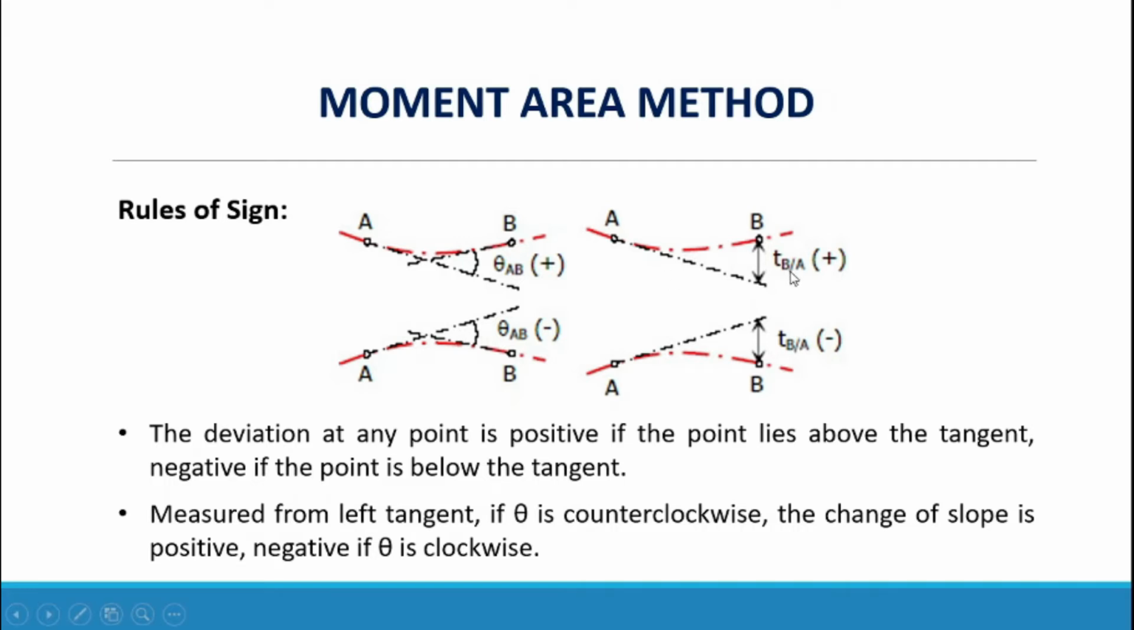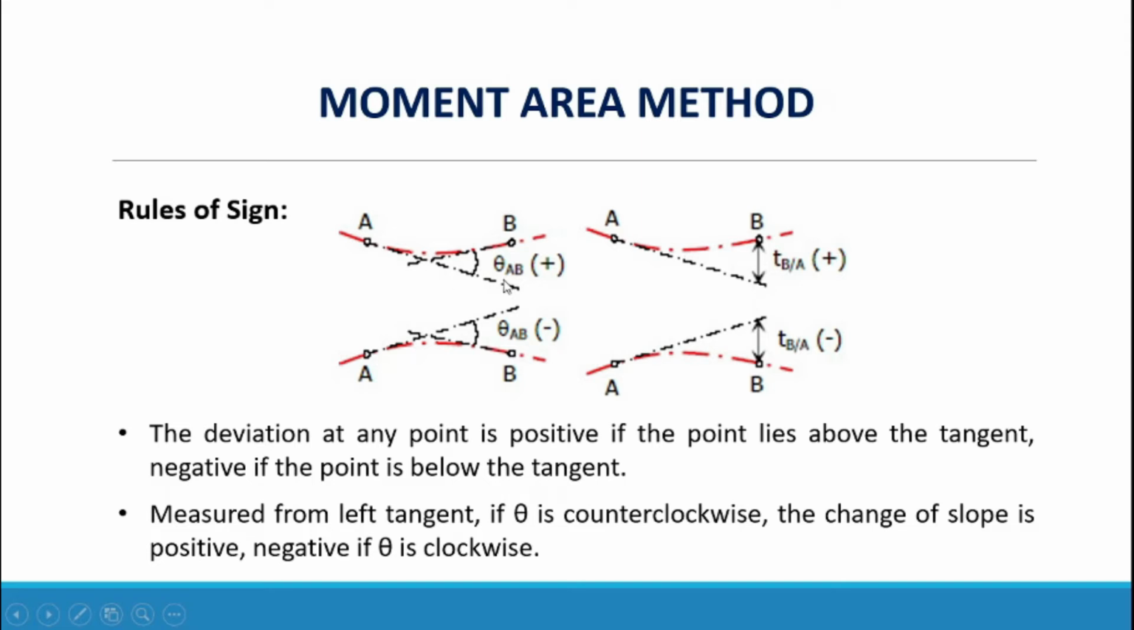For the deviation from B to A, based on the tangent line and vertical up to point B, the sign for the deviation from B to A is positive, and also for A to B, wherein the slope is counterclockwise or clockwise direction, the sign is negative. The deviation at any point is positive if the point lies above the tangent, and negative if the point is below the tangent.